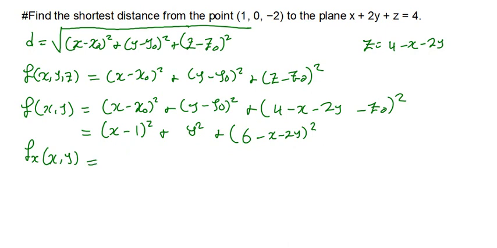What you're going to get is that this is going to be equal to 2x minus 1, that would be minus 2 times 6 minus x minus 2y. Why is this a minus here? Because when you differentiate this with respect to x, you're going to get a negative, instead of a positive. Okay, what about the derivative with respect to y? So that would be fy.